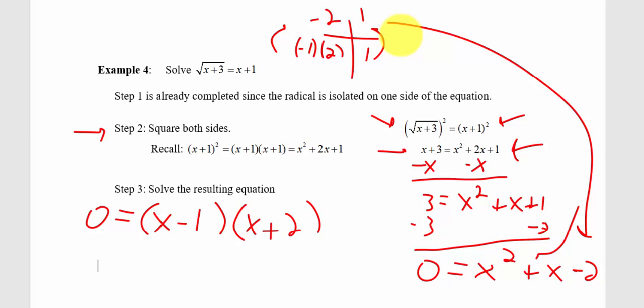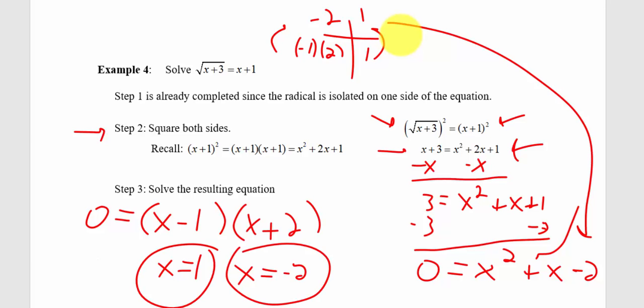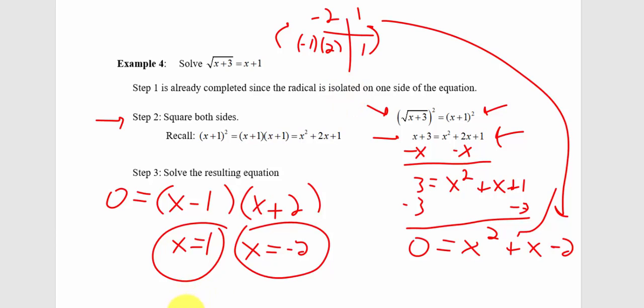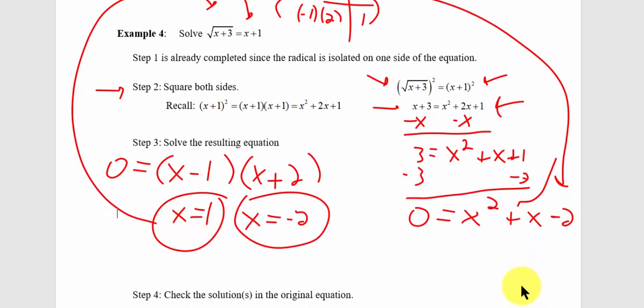But that's not my final answer. We have to solve this thing, right? So the values of x that will give me 0 would be positive 1 and negative 2. These are my two answers. Now, according to step 4, we have to check our work. So I have to substitute x equals 1 and x equals negative 2 into x here and here. So let's do the check.